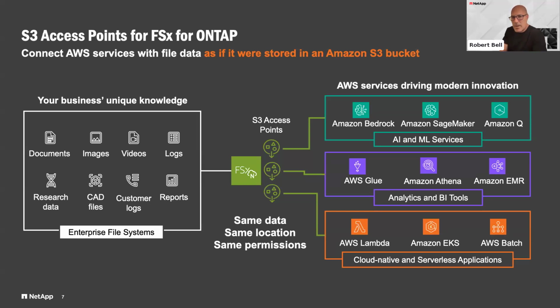FSx for ONTAP is an independent service. There was a question about whether it has to have ONTAP on-prem, and the answer is no. It's like any other AWS storage service. You can just use it directly as the storage system. The data doesn't have to come specifically from ONTAP. It can be data that is generated by the applications connected to FSx for ONTAP, or migrated. But it is a standalone system that doesn't require ONTAP on-prem. ONTAP is part of the service itself.